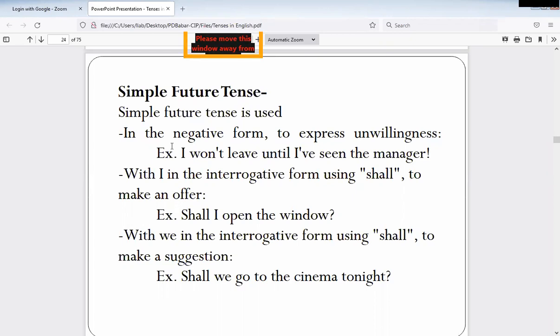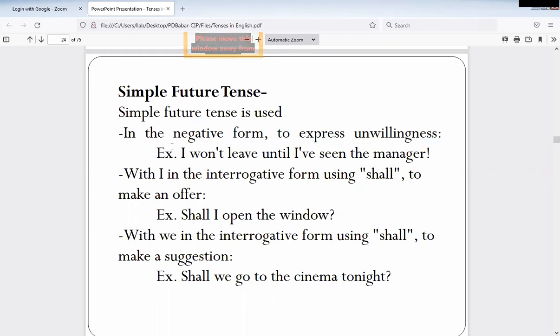So this we have used in the negative form. Willingness in the negative form we have shown with this expression. For example, I won't leave until I have seen the manager. Here we have seen that until is the expression we have used as the conjunction. So, until, conjunction.